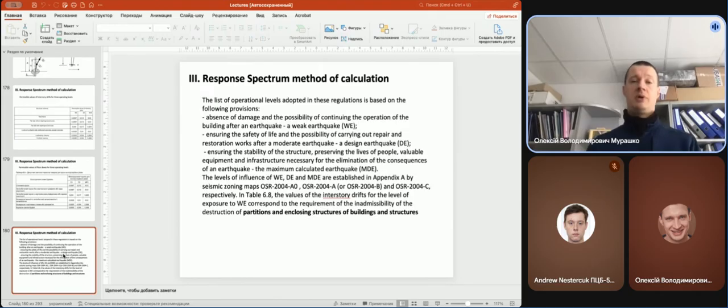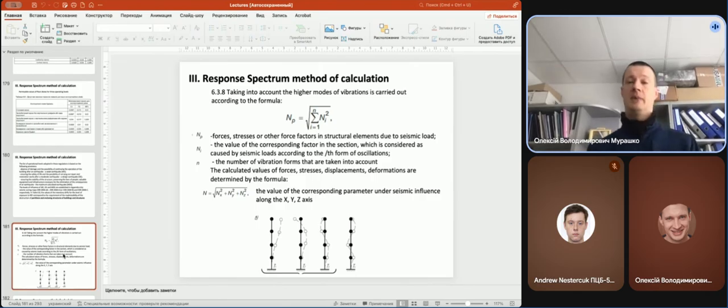So these were the main parameters which describe the behavior of the building during the earthquake and give us an ability to assess it in quantities, in a quantity way.